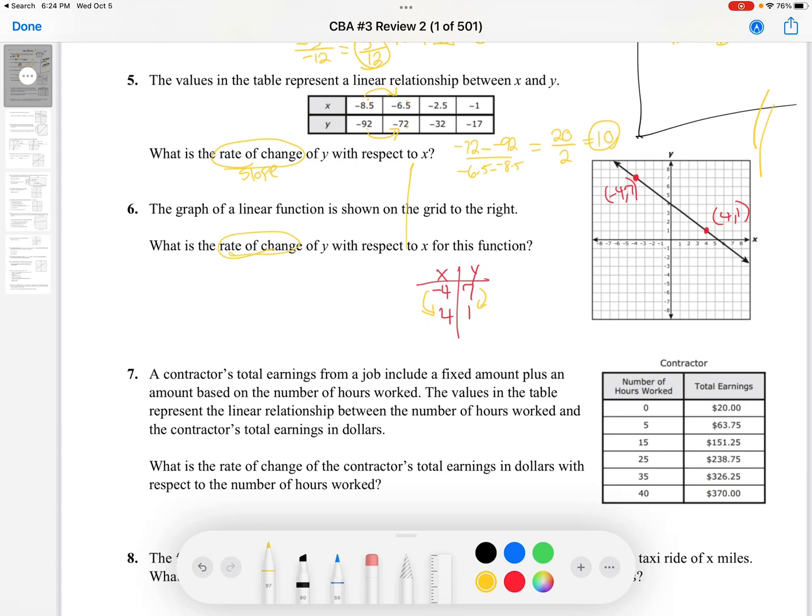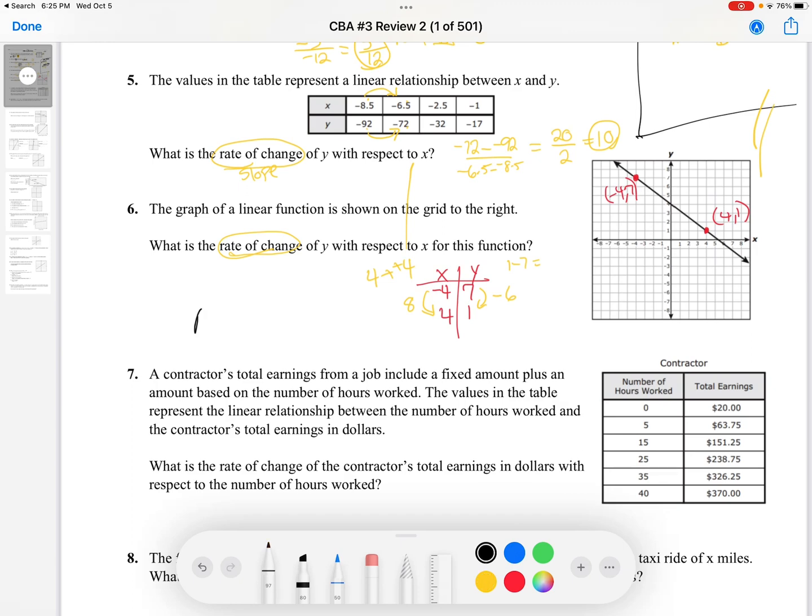Notice how we can put almost everything into a table. The change in y here is -6. I got that by doing 1 minus 7. And then our change in x here is +8. I got that by taking 4 and subtracting -4, which gave me 8.